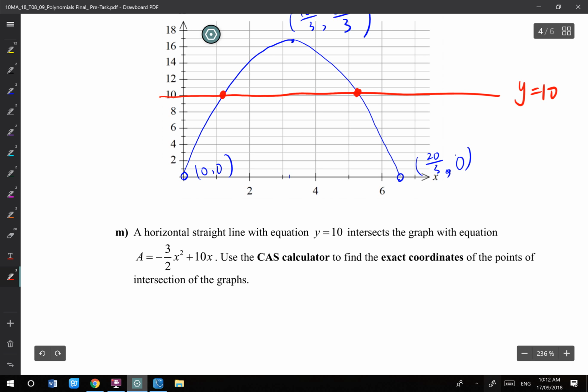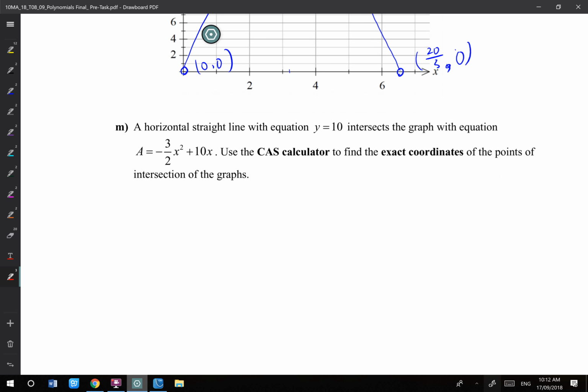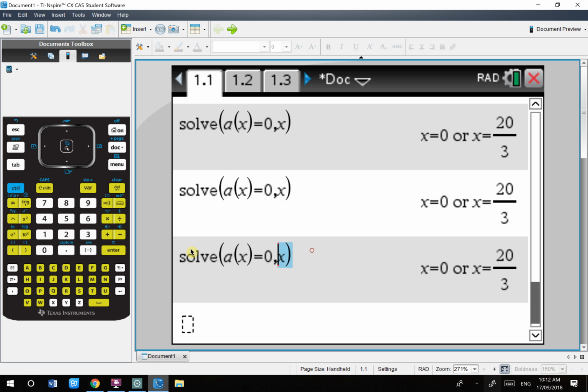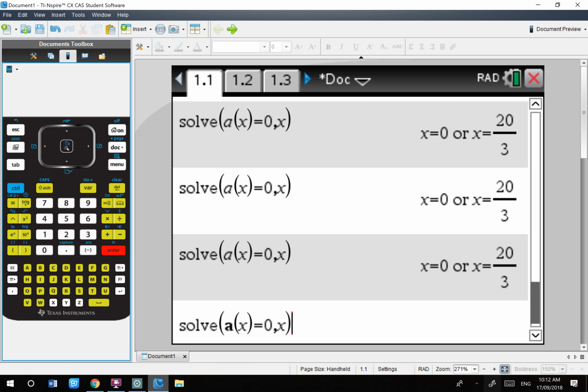Use the CAS calculator to find the exact coordinates of the points of intersection. So what I want is basically a(x) equals to 10. Do you agree with that? It is a(x) equals to 10. So very easy. Go to the calculator page. I can basically copy the previous line and change the 0 to a 10.